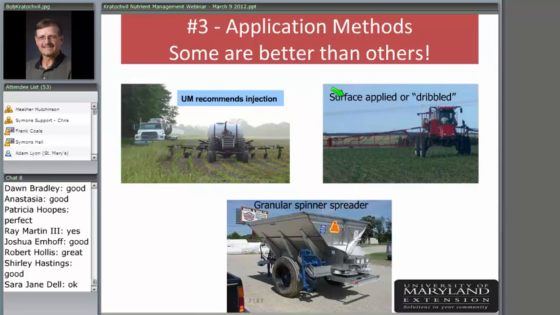And of course, the other method that is used is granular spreading of nitrogen. For those folks that are using granular urea, this is the only method that you have to get it out there. And we've already spoken about how susceptible to leaching or to volatilization loss that urea can be.